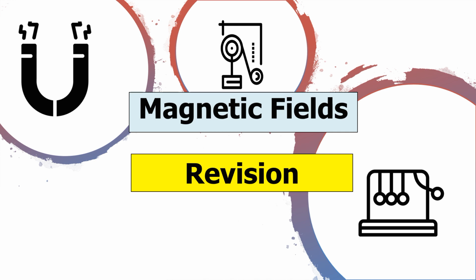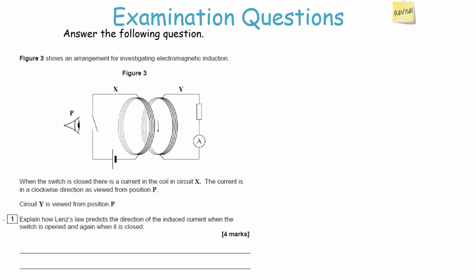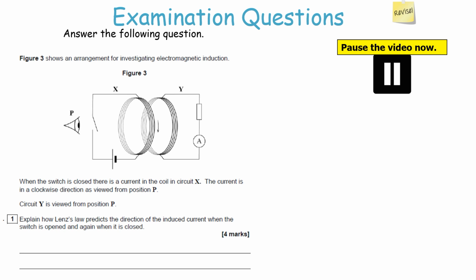Let's now have a look at some questions on magnetic fields. So let's look at this first question on magnetic fields. Figure 3 shows an arrangement for investigating electromagnetic induction. When the switch is closed, there's a current in the coil in circuit X. The current is in a clockwise direction as viewed from position P. Circuit Y is viewed from position P. Explain how Lenz's law predicts the direction of the induced current when the switch is open and again when it is closed. So pause the video now, then unpause the video when you want to go through your answer.